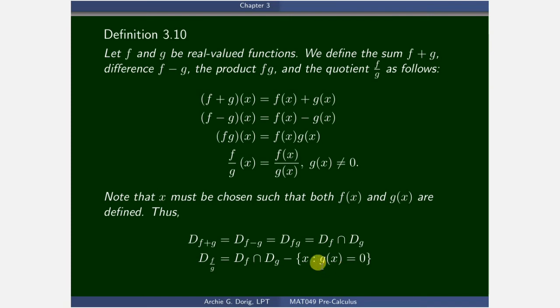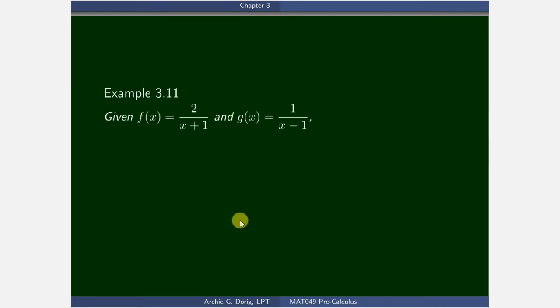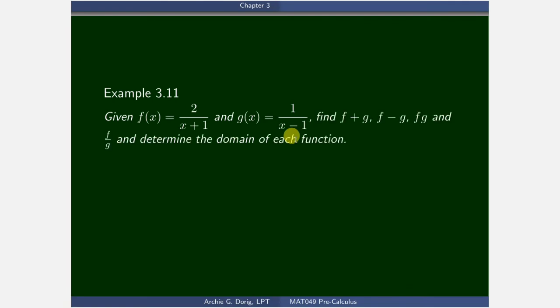So we exclude here the x that makes g of x equal to 0, for that our quotient will be defined. Example, given f of x equals 2 over x plus 1 and g of x equals 1 over x minus 1. So we're going to find f plus g, f minus g, f times g, and f over g. Determine the domain of each function.